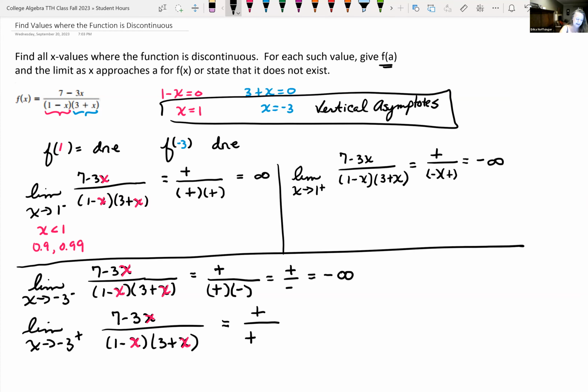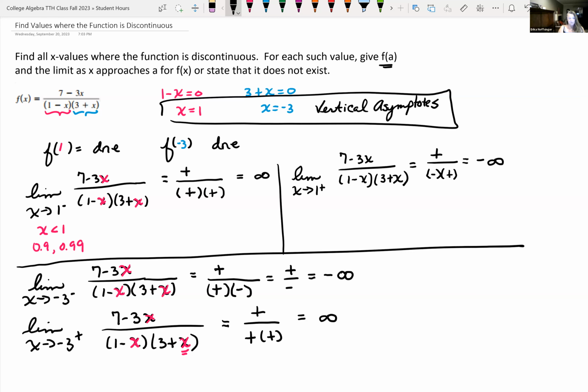And then if I plug in -2.9 in for x for the second factor in the denominator, 3 plus a -2.9, and that is also positive. So I can see that as x is approaching -3 on the right-hand side, this is going to positive infinity. So again, as our limits are shooting off to positive or negative infinity, they don't exist.